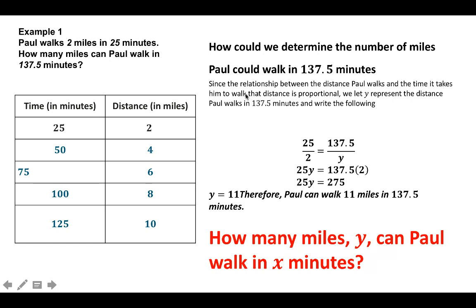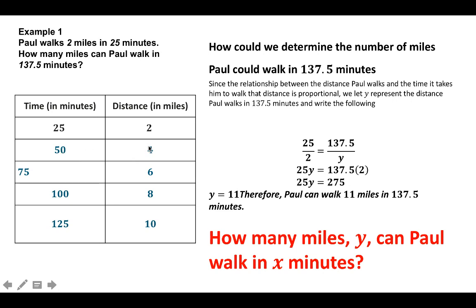Now, since this relationship between the distance Paul walks and the time it takes him to walk is proportional, it's a unitary method: in 25 minutes you cover 2 miles. In 1 minute, you will cover 2 upon 25. Now, this is the proportional rate. So this is equal to 137.5 upon y. The rate remains the same.